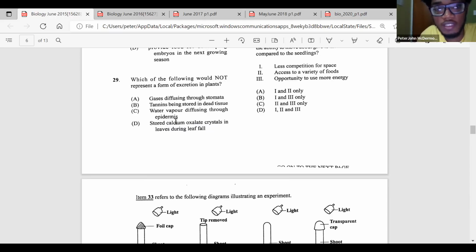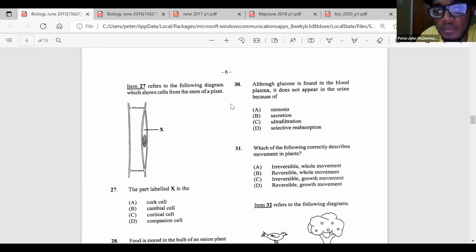I don't know if leaves have calcium oxalate, but I do know that leaves fall. I've seen leaves on the ground before. I've seen leaves all around trees, and I'm guessing those leaves have calcium oxalate crystals. But I do know that that would technically be a form of excretion. But tannins, no. So I'd say 29 is B, right?